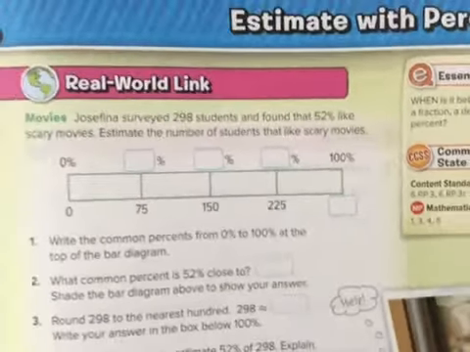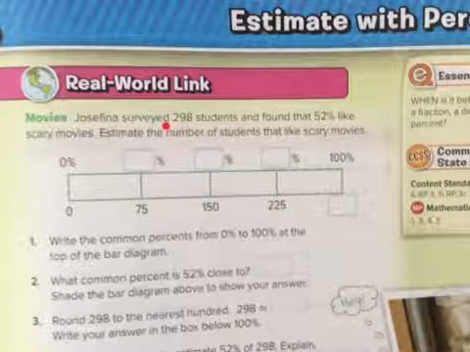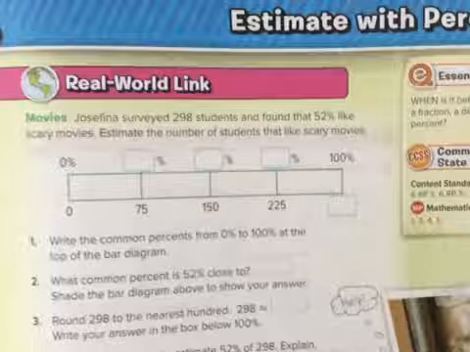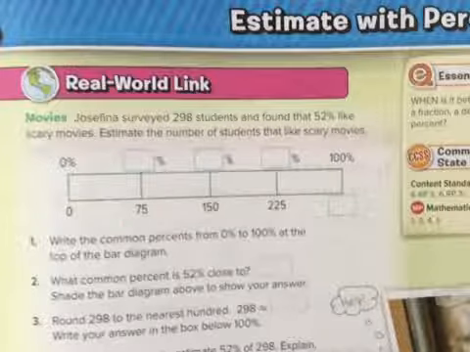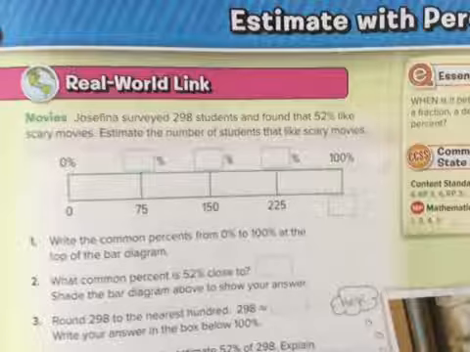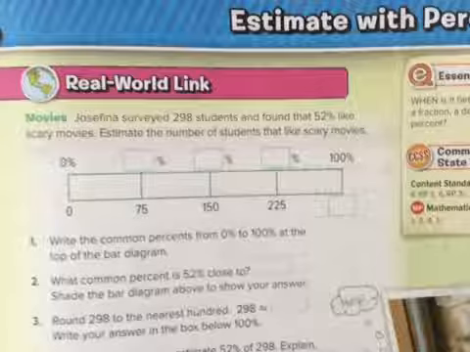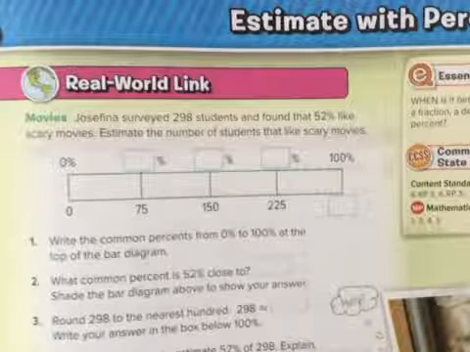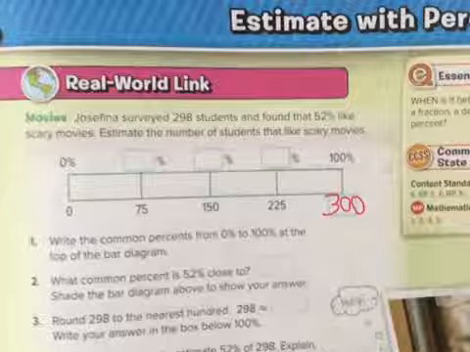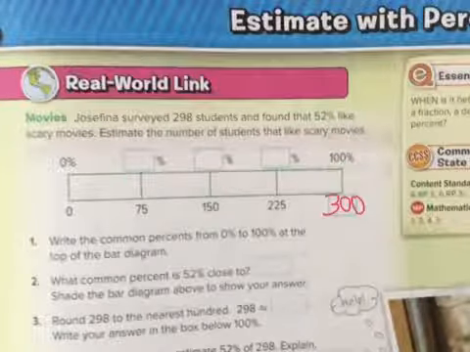So 50% is half of the population, and we have 298. 298 could be rounded to 300. So half right there, you see? We have it counted, they're going in increments of 75, right? 75, 150 plus another 75 is 225 plus another 75 would be, if you're keeping track, 300.